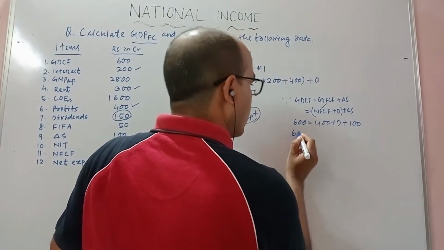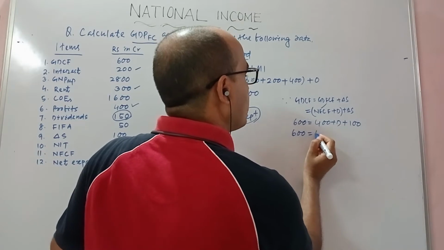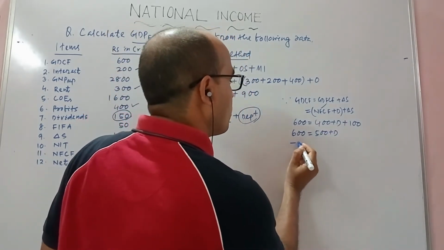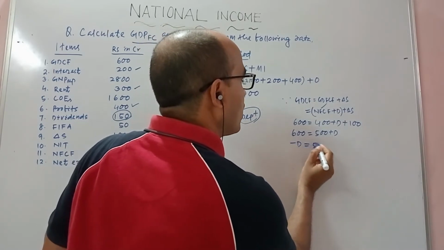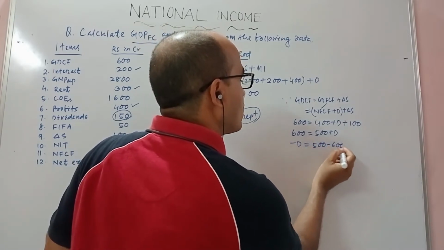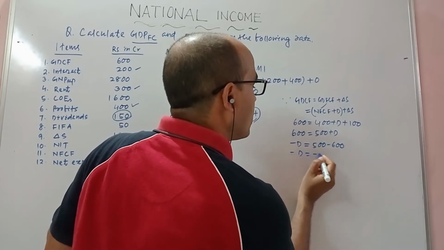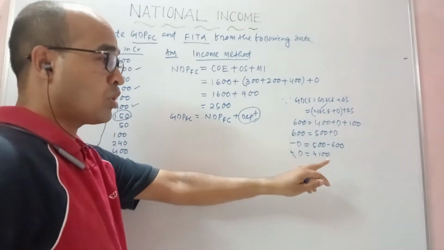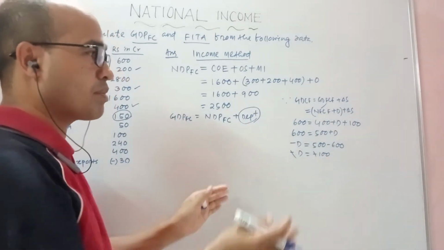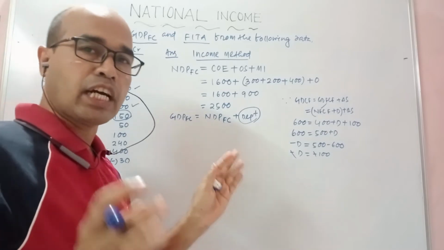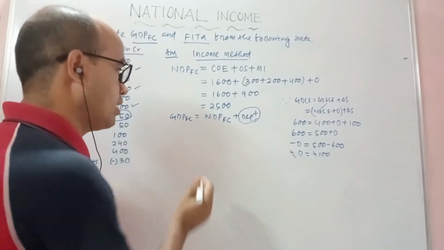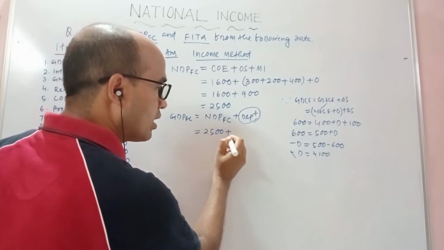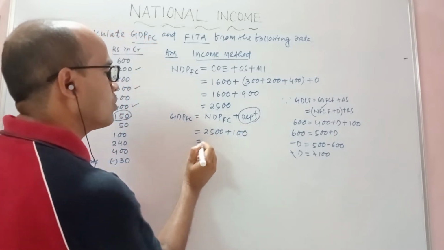So 600 is equal to, that is 500 plus a depreciation. Bring the depreciation to the left hand side. So minus depreciation is equal to 500 minus 600. So minus depreciation is equal to minus 100. Dear students, how much is depreciation? Not depreciation 100. You should put 0, because here some terms are there by which we can calculate what is the value for depreciation. So you write how much? 2500 plus 100. Your answer is 2600.